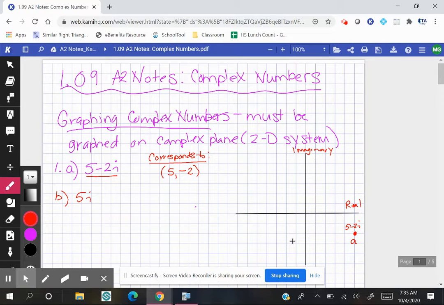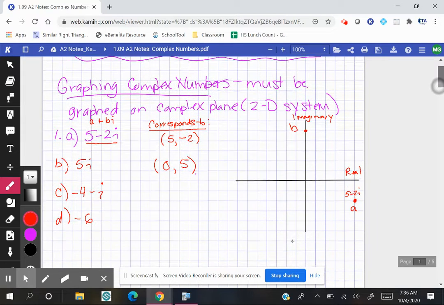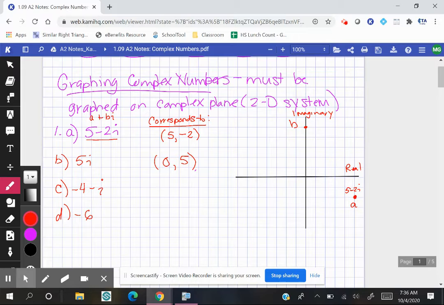5i. So that would correspond to, there's no real value here. There's no a, because these are all in a plus bi form. So there's no a part over here. So that would just be 0. And the part in front of the i, the coefficient, is just 5. So that would be the point 0, 1, 2, 3, 4, 5. And that's our B. Okay, try the next two. Pause the video and do those on your own. So figure out what point it corresponds to, and then plot it, and then check back here for the answer.